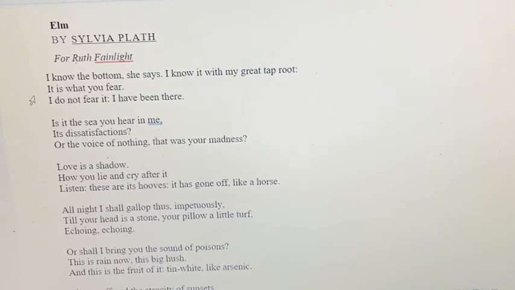So the tree says, is it the sea you hear in me? Its dissatisfactions. That's what's making you mad? This water that doesn't quit flowing, that I'm not scared of. I'm not scared of the earth, even though you're scared of it. And then the tree says, love is a shadow.